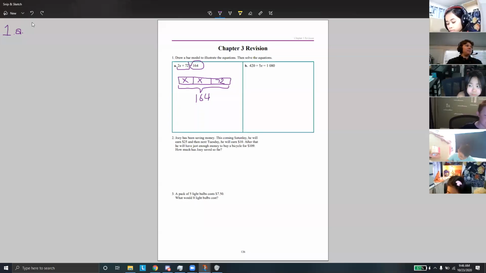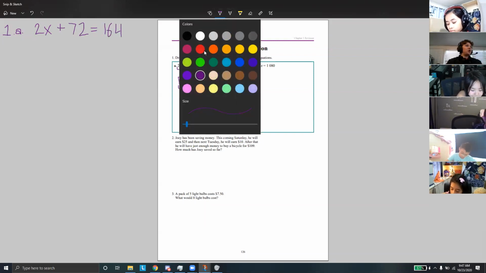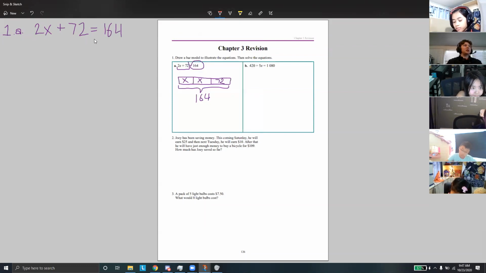Okay, so 1a, we have 2x plus 72 equals 164. So we don't want to know what 2 times x plus 72 is. We want to know what just x is. So we have to get the x alone. The easiest way to do that is first we're going to get rid of this plus 72. To get rid of the plus 72, we're going to have to do minus 72 on both sides.